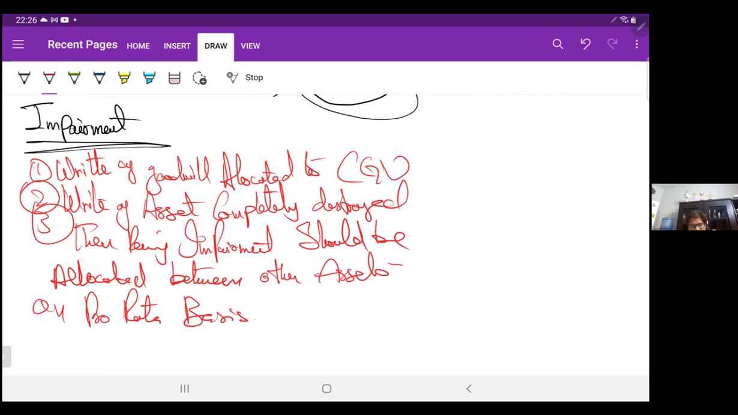While allocating the impairment loss, the carrying value of the asset should not be reduced below the higher of fair value less cost of sale or value in use. In this scenario, the remaining loss should be allocated to the remaining assets of the unit on pro rata basis. And remember, do not allocate the impairment to current assets. Do not. Okay.